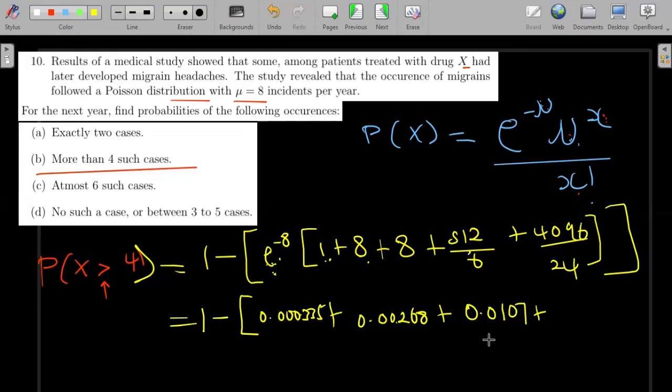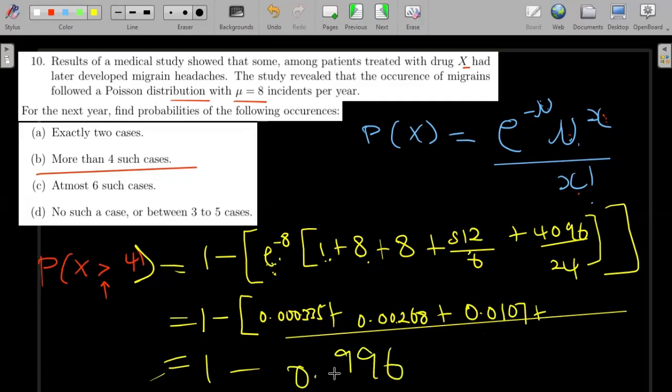All right, let me just punch all the values together into the calculator. When I punch in everything here, I'm getting 1 minus 0.996. Okay, there's a 0 here. So as I subtract this, I'll just get 0.9004. So this is the probability that more than 4 cases will occur.